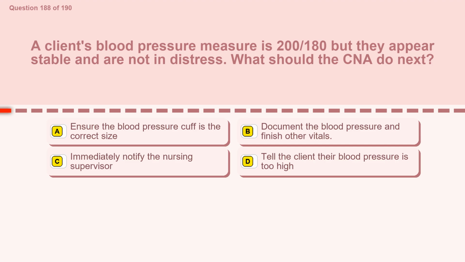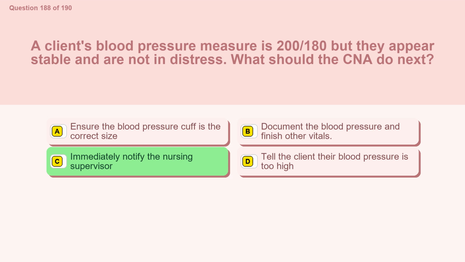Question 188. A client's blood pressure measure is 200/180, but they appear stable and are not in distress. What should the CNA do next? Option A. Ensure the blood pressure cuff is the correct size. Option B. Document the blood pressure and finish other vitals. Option C. Immediately notify the nursing supervisor. Option D. Tell the client their blood pressure is too high.